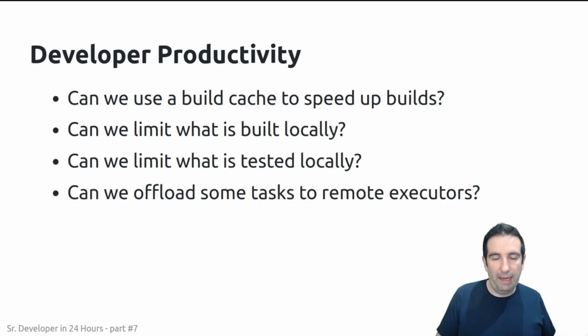Also, can we offload some tasks to remote executors? Compute tends to be a lot cheaper than the time of your developers. So sometimes it is better to add a little bit of extra compute, maybe in the cloud, maybe in some shared resource that the build can be configured to, so that some of the tasks can be offloaded to these remote executors. Those are all things that we can use to, again, improve developer productivity.